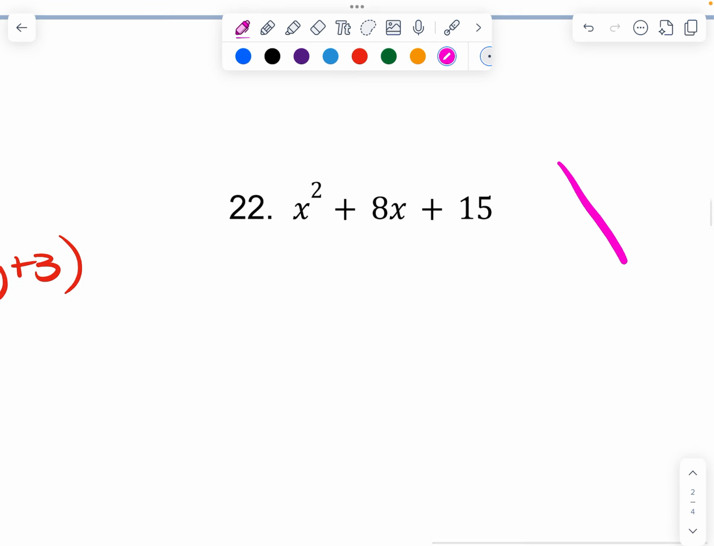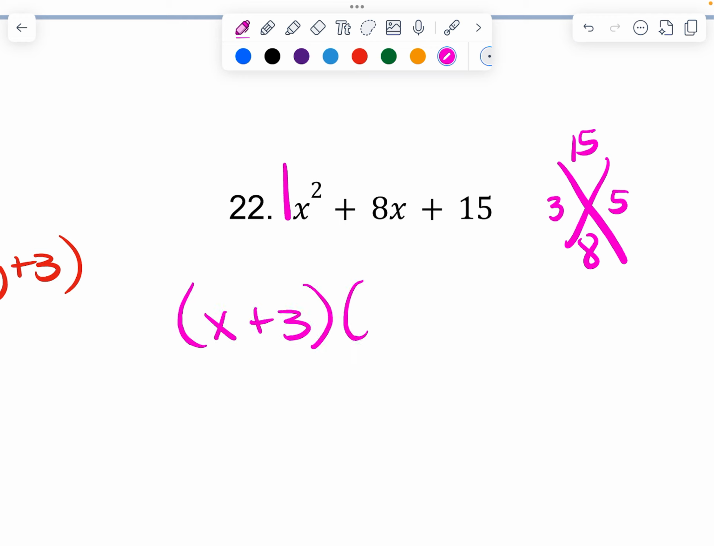Okay, over here, what are the factors of 15 that add to 8? So 3 and 5, because there's a 1 here, we can say x plus 3, x plus 5.